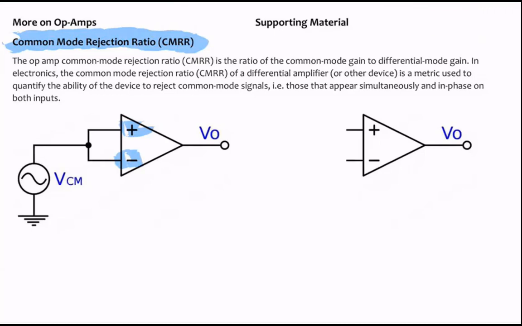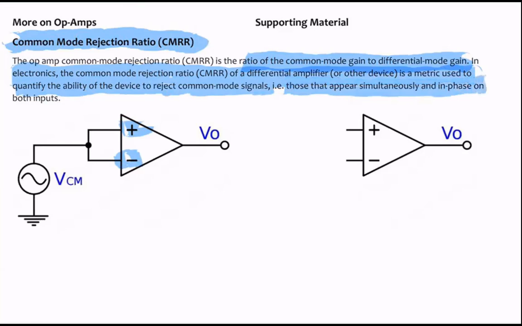Okay, so the op-amp common mode rejection ratio is the ratio of the common mode gain to the differential mode gain. In electronics, the common mode rejection ratio of a differential amplifier is a metric used to quantify the ability of the device to reject common mode signals, those that appear simultaneously and in phase on both inputs.